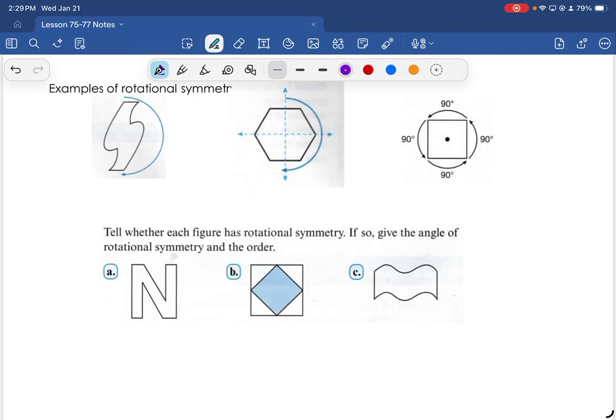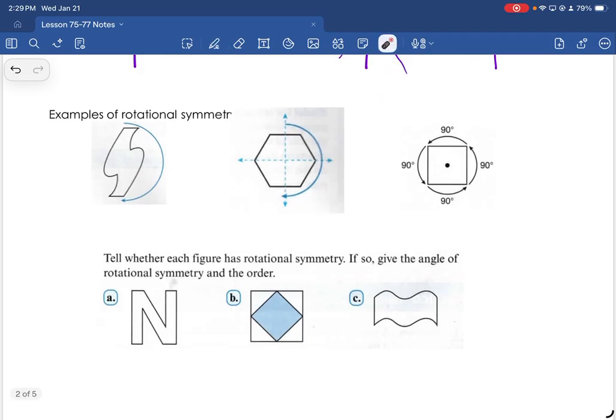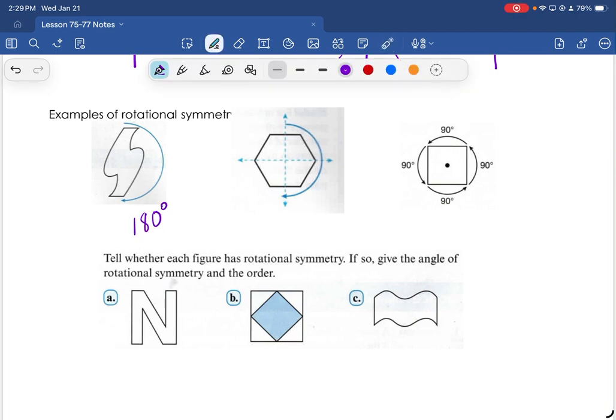These 3, there's nothing really to write. I'm just going to go over them with you real quick. So do you see how this is a 180-degree turn? Meaning if I flipped it upside down, it would look exactly alike. So we can write down 180-degree rotational symmetry.